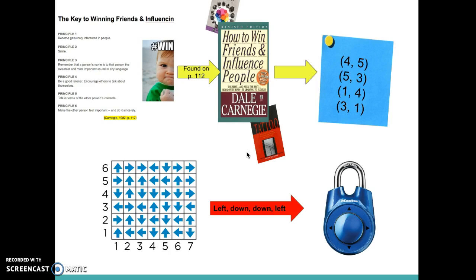So as we saw over here on this slide, the key to winning friends and influencing people, the in-text citation, led the students to How to Win Friends and Influence People. On page 112 was a post-it with coordinates. These coordinates linked to the coordination or directional grid that was hidden within the classroom. And if they matched up the coordinates with the X and Y axes, they would have found the combination left, down, down, left, which would have unlocked the directional lock.